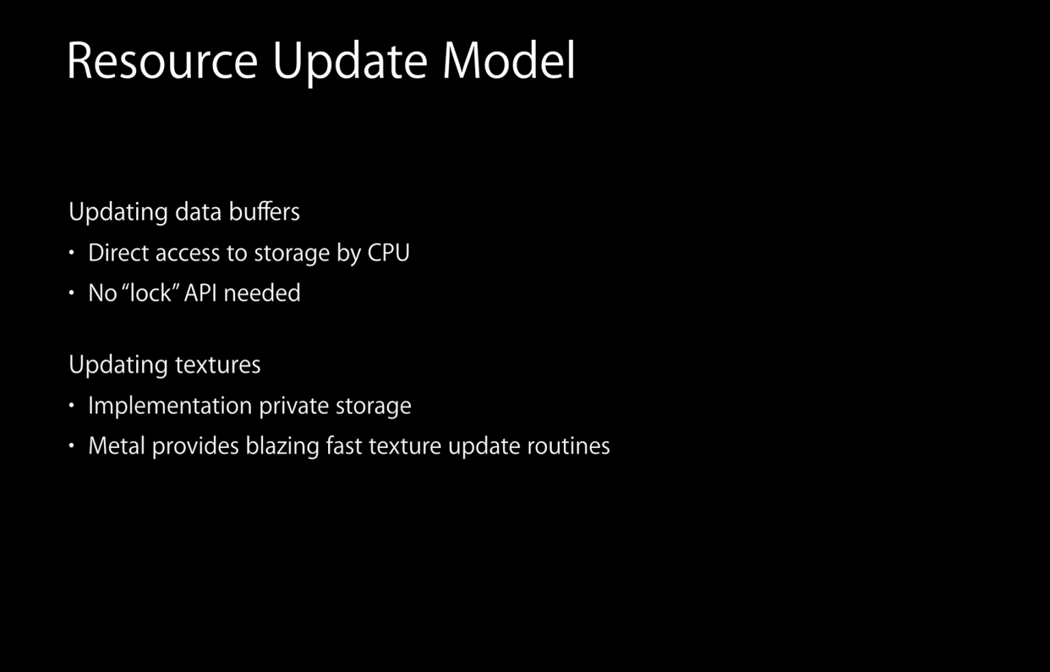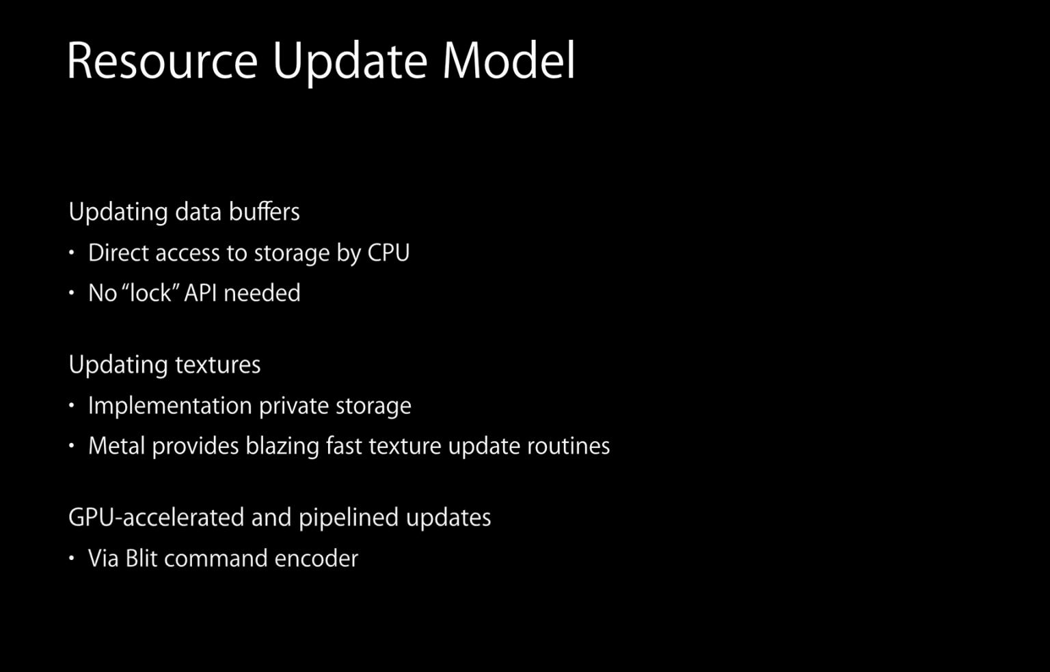Now, this doesn't mean that we're copying the data and moving it somewhere else. This simply means that we will reformat the textures for efficient rendering on the GPU. But we provide some blazing fast update routines in Metal to do that. If you need an asynchronous update routine for your textures, your buffers, you can do this via the BLIT encoder. And we'll talk in just a moment about how that works.